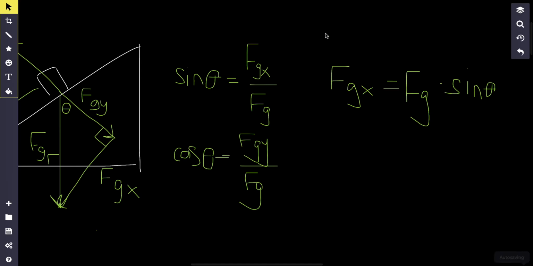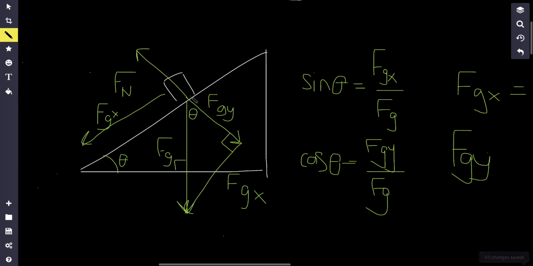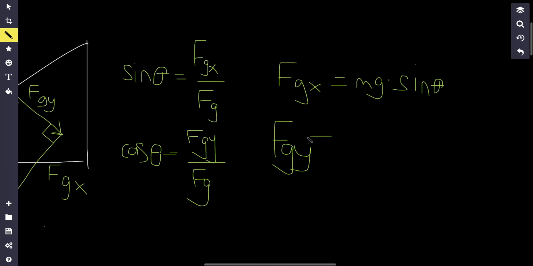You've probably seen this in your textbook or what the teacher says, but it's going to be equal to mg sine of theta, because remember, force of gravity is equal to mass times gravity. So I'll just simplify to that. And the force of gravity in the y direction, which corresponds to the normal force, is going to be equal to mg cosine of theta.